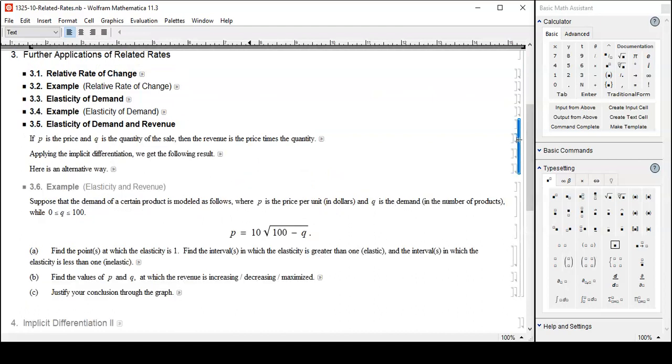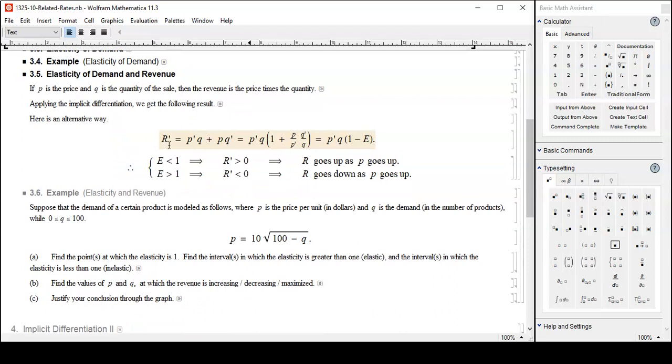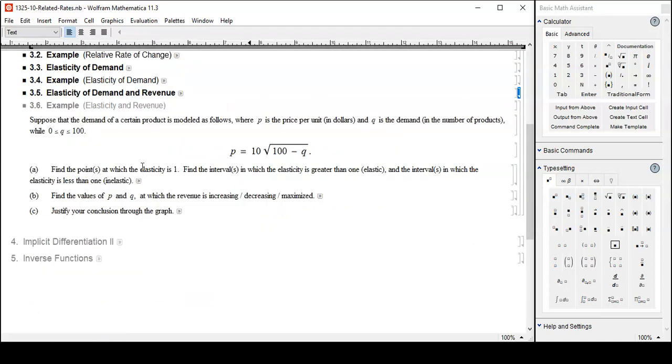Well, I hope everybody remembers, revenue is price times quantity. And taking the derivative implicitly, we get this conclusion. So assuming that P prime is positive, that is, price is going up, whether R prime is positive or not depends upon whether E is less than 1 or greater than 1. So basically, if you want to maximize your revenue so that R prime is equal to 0, then you're going to find out where the elasticity is equal to 1. That's why we are particularly interested in the case where elasticity is equal to 1.